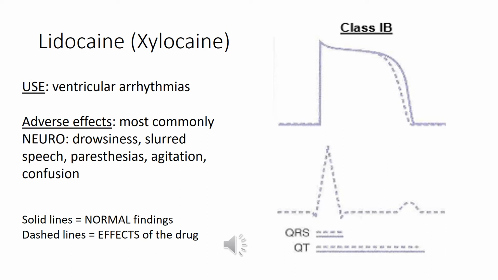Lidocaine's effect on the action potential is mainly to shorten phase 3 of repolarization, which shortens the action potential duration overall. This makes it very effective in treating ventricular re-entry and causes of ventricular arrhythmias that can be seen with cardiac ischemia. But since lidocaine does not affect the rate of conduction, it is not effective for arrhythmias originating in the atria or the AV junction.